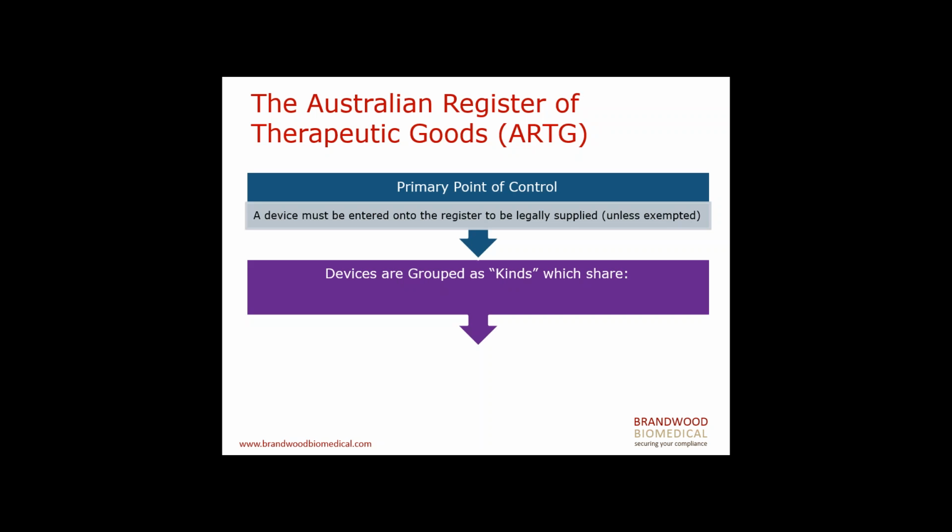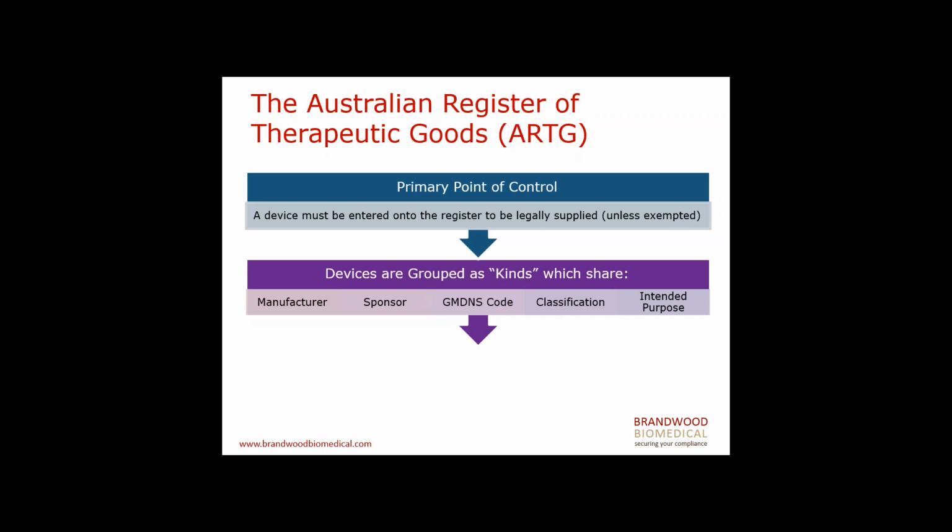The way it works is that all devices are grouped as kinds of medical devices, and that's the term used quite often to describe a group of devices which share certain characteristics. This includes the manufacturer, the sponsor, the GMDN code, classification, and intended purpose. Essentially, if a group of products share the same manufacturer, sponsor, GMDN code, classification, and intended purpose, they can be regarded as the same kind, and they can share one ARTG certificate to cover the group of devices.